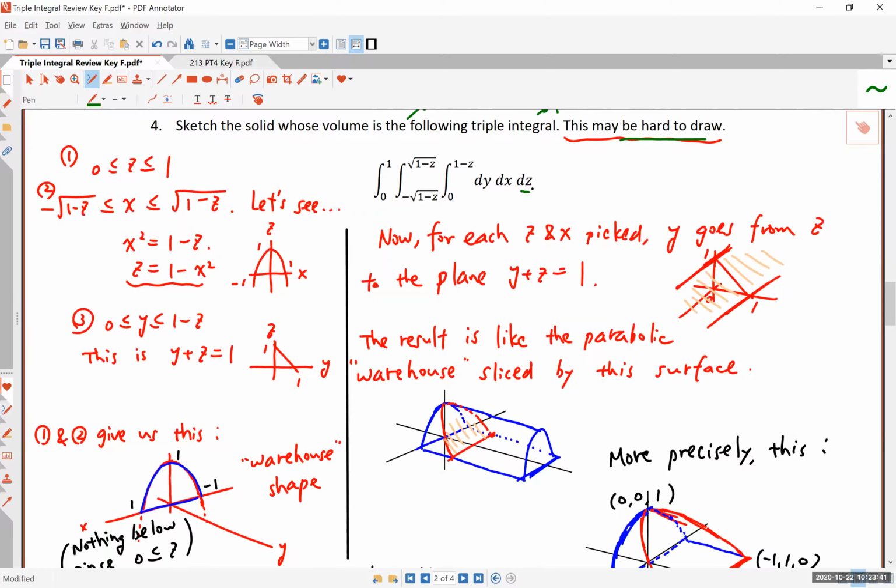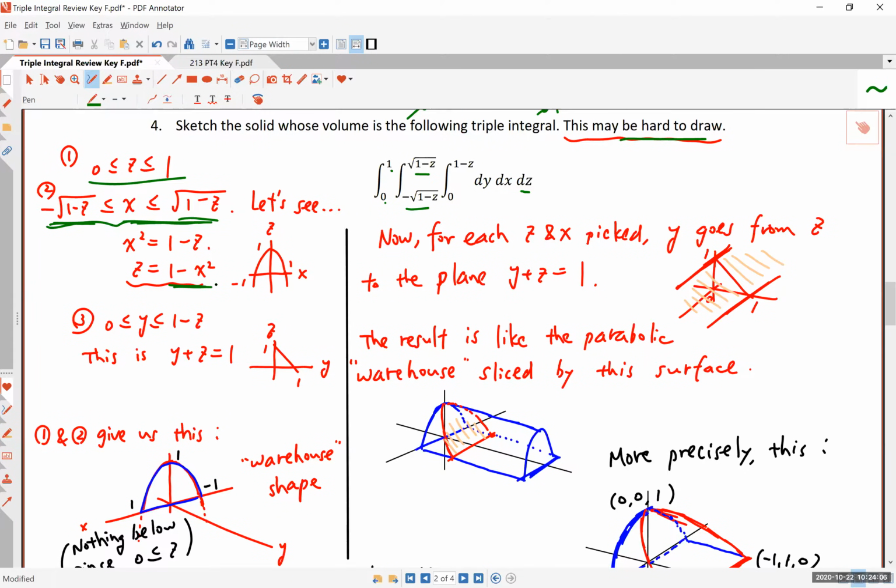All right, so z goes from 0 to 1. That's the first thing. x goes from this to this. So at this point, I am going to rewrite those bounds and then square both sides, because it's the same thing. If you square both sides, this and this will both give you 1 minus z, which is equal to x squared, and you solve it for z, and you get this equation.